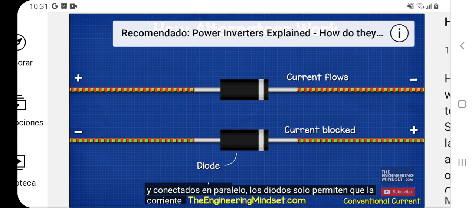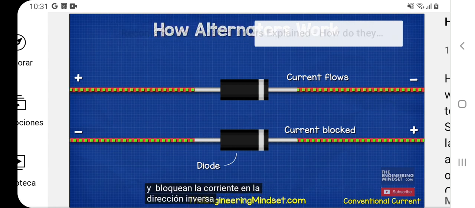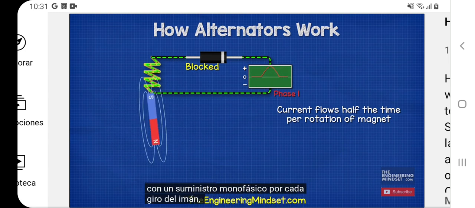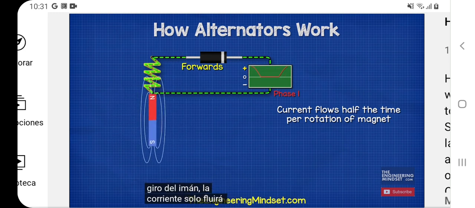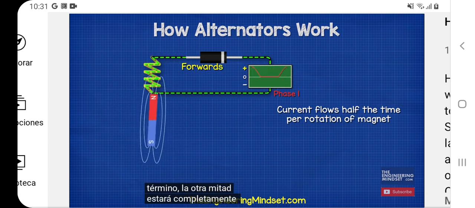Diodes only allow current to flow in one direction, and they block the current in the reverse direction. With a single phase supply, for every turn of the magnet, current will only flow for half of the turn. The other half will be completely blocked.